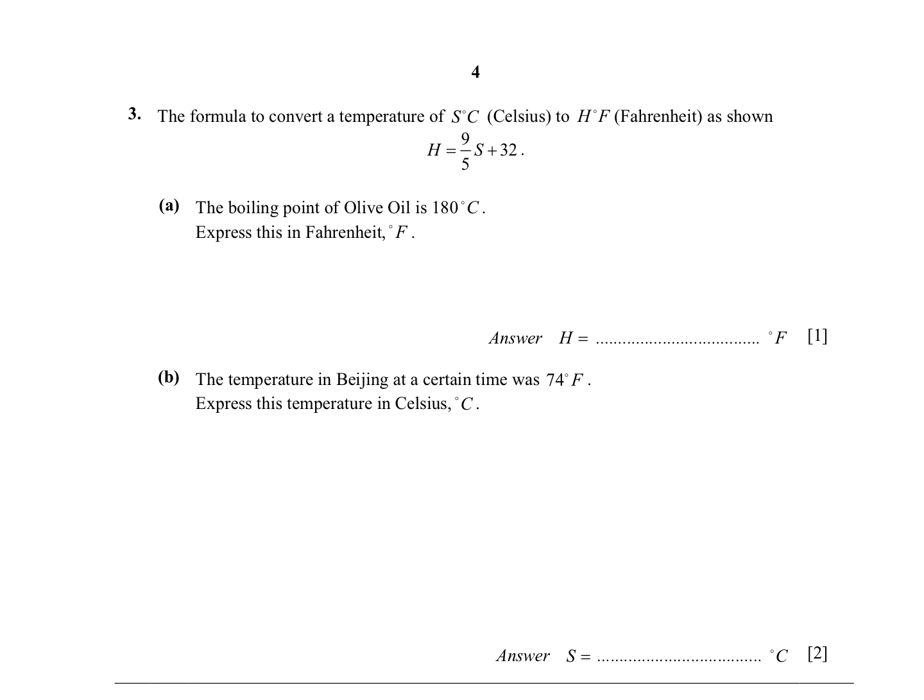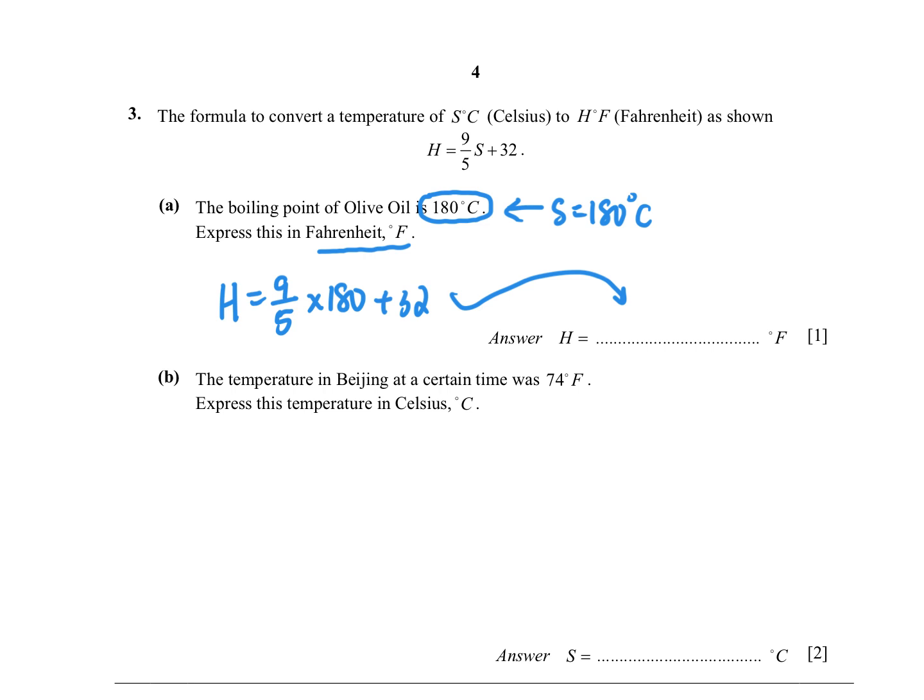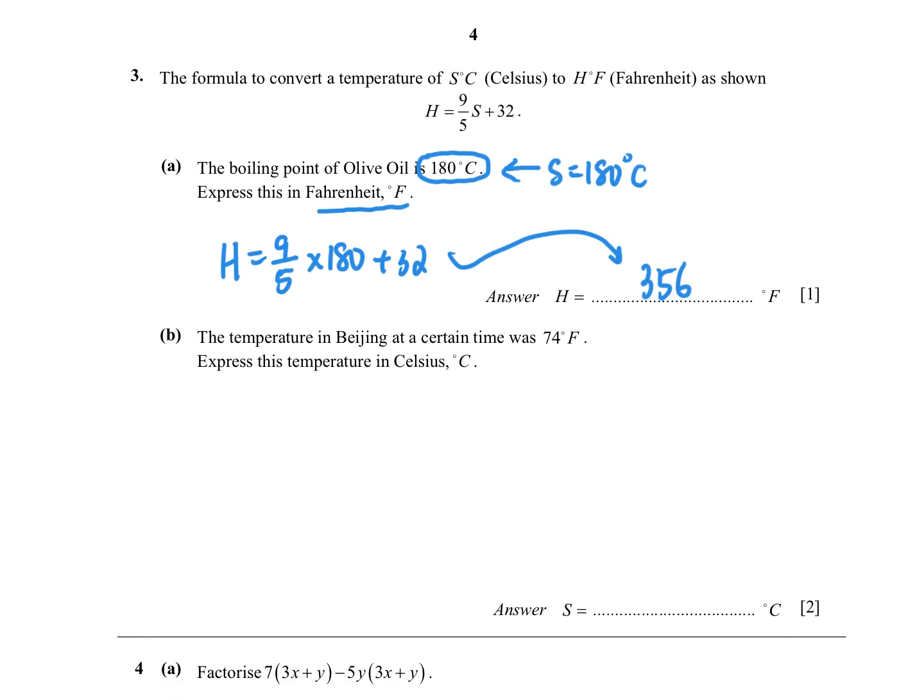They say the boiling point is 180 degrees Celsius. So they are telling you S is 180. Okay, find what is H. So what you need to do is to sub in. So if you press calculator, what do you get as the answer? I forgot to bring my marking scheme. 356. Okay.